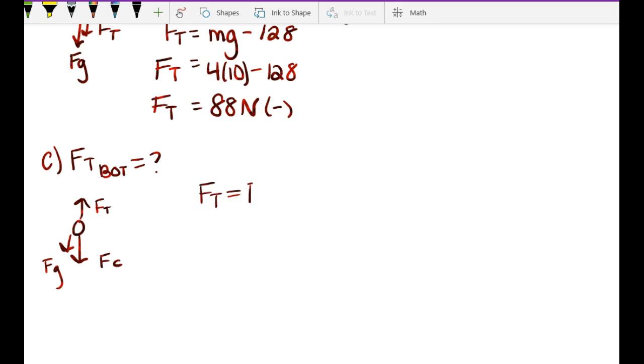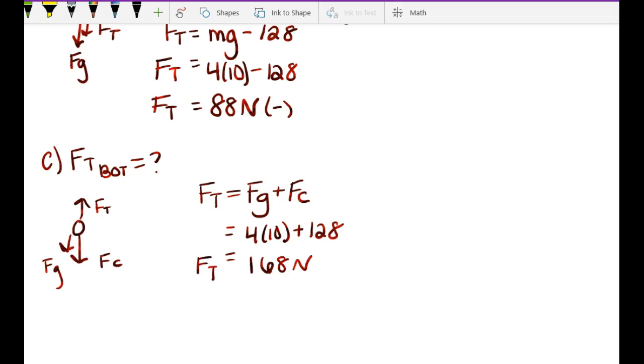Alright, and then the same thing with this one, gravity and centripetal are additive in this case. So force of tension is equal to Fg plus Fc. You end up with 40 plus 128 to get a total of 168. So that's the force of tension at the bottom compared to the force of tension at the top.